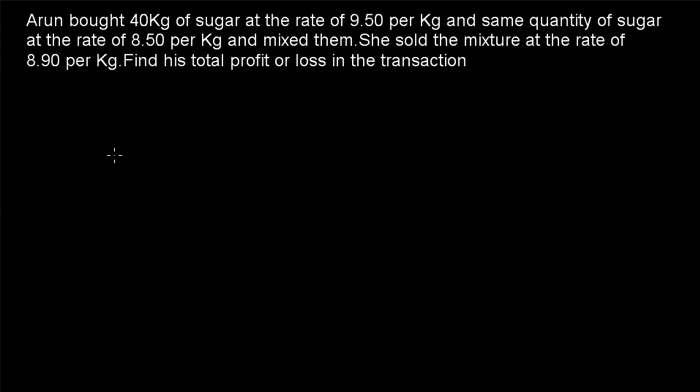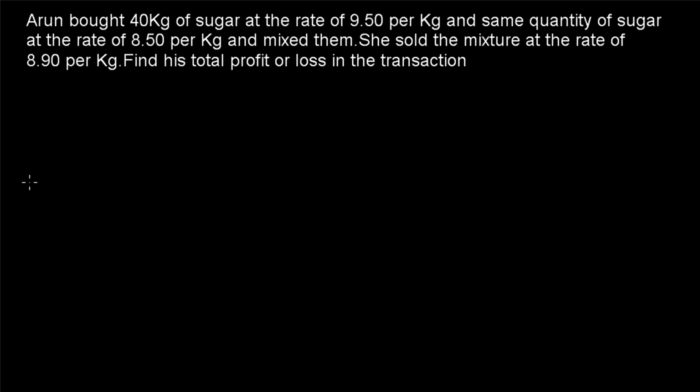So today's question is, Arun bought 40 kg of sugar at the rate of 9.50 per kilogram and the same quantity of sugar at the rate of 8.50 per kilogram and mixed them. She sold the mixture at the rate of 8.90 per kilogram. Find his total profit or loss in the transaction.